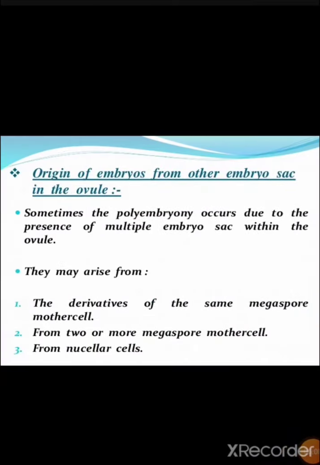Origin of embryos from other embryo sacs in the ovule. Sometimes polyembryony occurs due to the presence of multiple embryo sacs within the ovule. They may arise from derivatives of the same megaspore mother cell, from two or more megaspore mother cells, and from nucellar cells also.